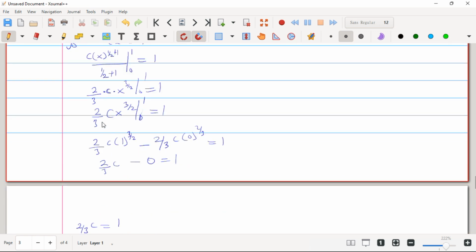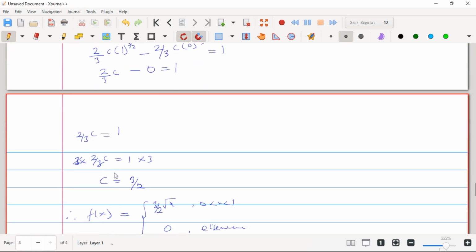So at the end of the day, you just substitute the limits inside. We have 2 divided by 3 c times 1 to the power 3 divided by 2, minus 2 divided by 3 c times 0. Everything multiplied by 0 will be equal to 0, and 1 raised to the power 3 divided by 2 surely gives us 1. So we are left with 2 divided by 3 c equal to 1. We just cross multiply, and our final answer for c is 3 divided by 2. That will be our final answer.